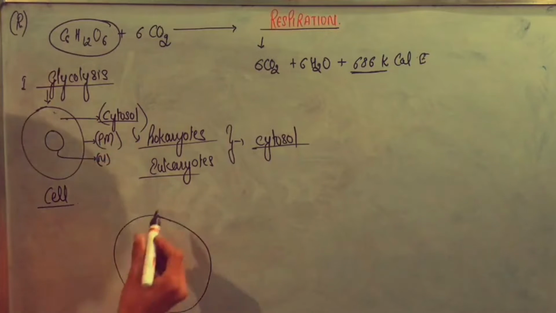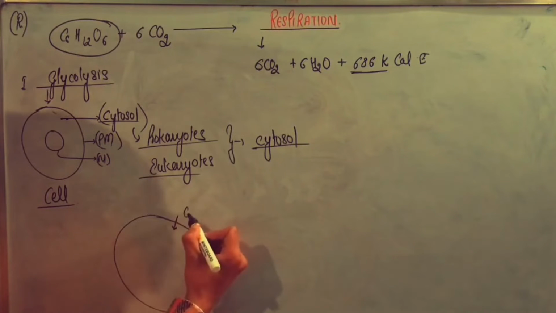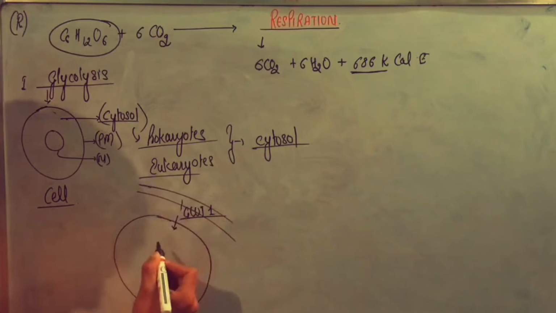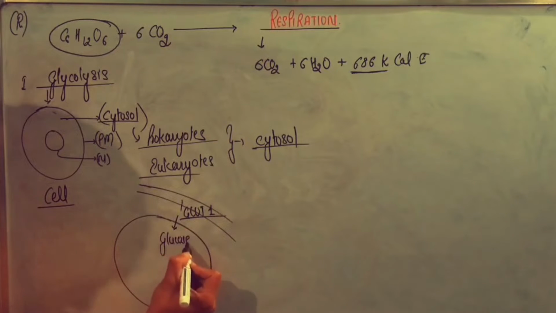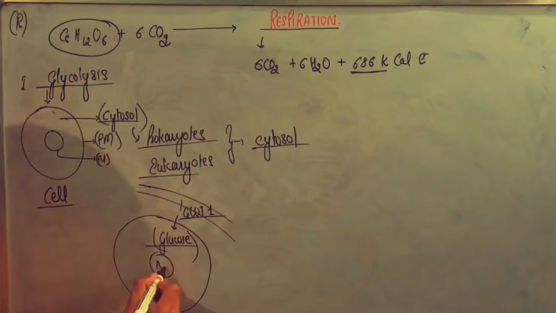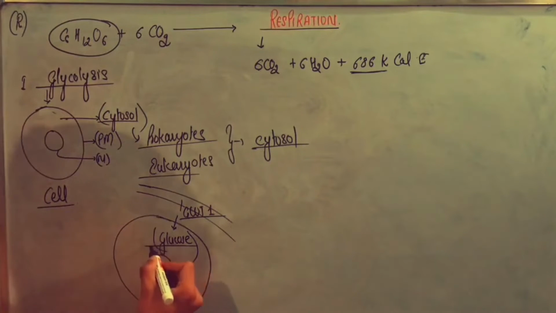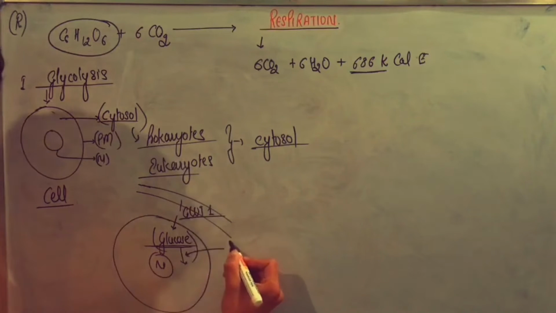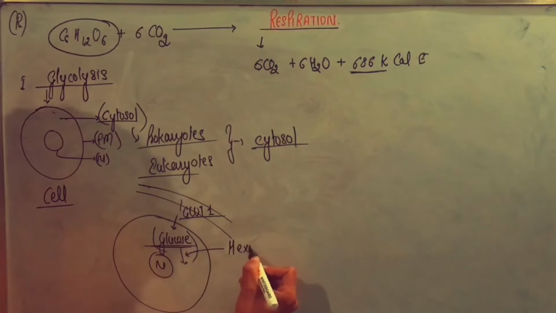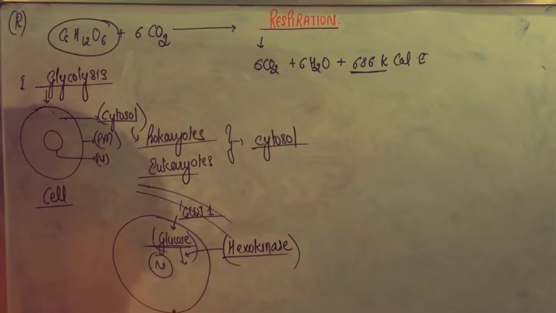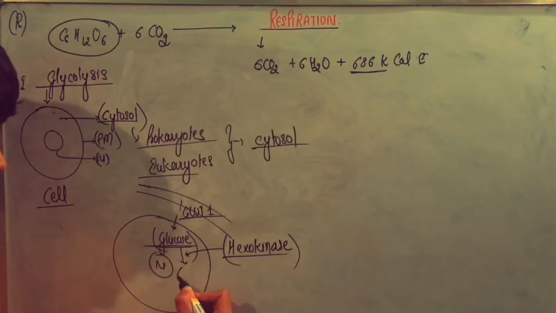So in the cell, in the plasma membrane, there are glucose transporters, or GLUT, which help in transfer of glucose from the bloodstream inside the cell. So glucose goes inside the cytosol of the cell, and this glucose molecule, in the presence of the enzyme called hexokinase, is converted into a molecule of glucose 6-phosphate.